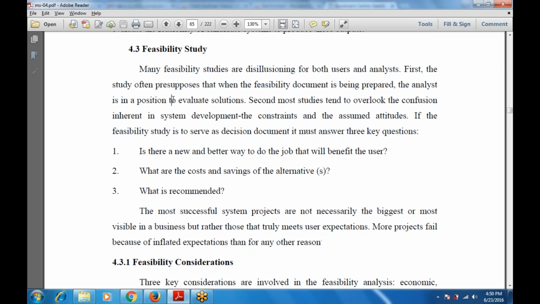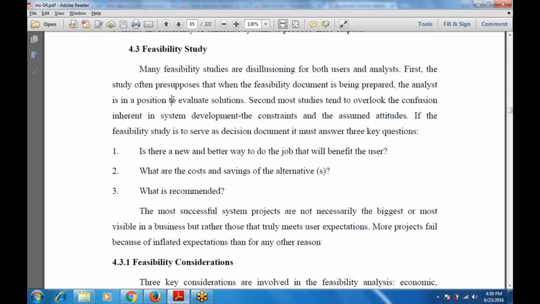Is there a new and better way to do the job that will benefit the user? What are the costs and the savings of the alternatives? What is recommended? So the first one is: is there a new and better way to do the job that will benefit the user or not? Then, what are the various costs and savings, that is, the benefits and the cost of the alternatives? And what is recommended, meaning what is the recommended solution for the feasibility study.